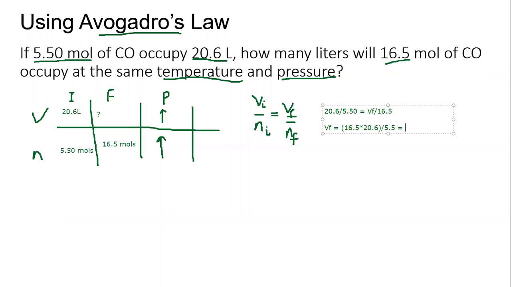And we get 61.8 liters. So again, with these individual gas laws, which ones we need to use is based on what two properties are changing, what properties are held constant. For the combined gas law, we're looking at three properties changing: volume, pressure, and temperature. That's a good indication of when to use that law.